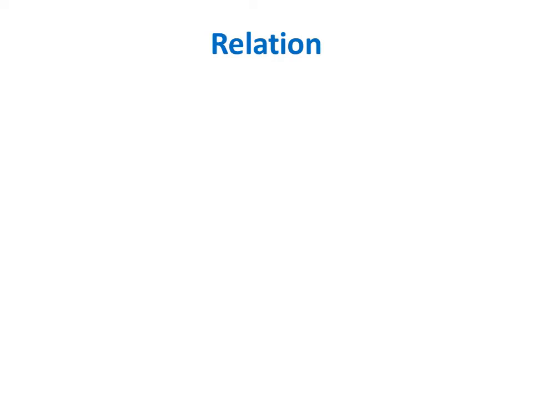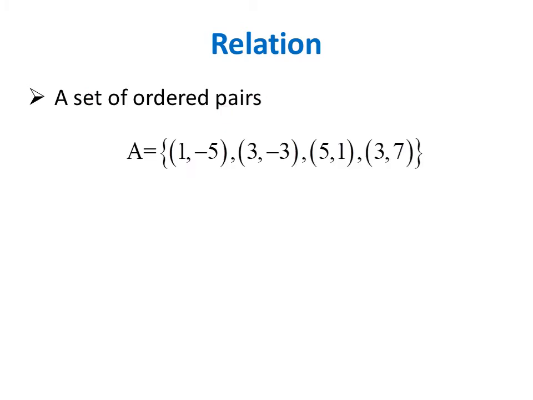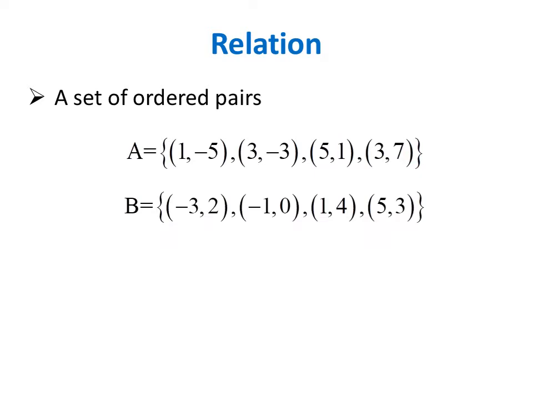In this video, we will learn about relation and function. In mathematics, a relation is a set of ordered pairs, such that set A with the elements (1, -5), (3, -3), (5, 1), and (3, 7) is a relation. And the set B with the elements (-3, 2), (-1, 0), (1, 4), and (5, 3) is also a relation.